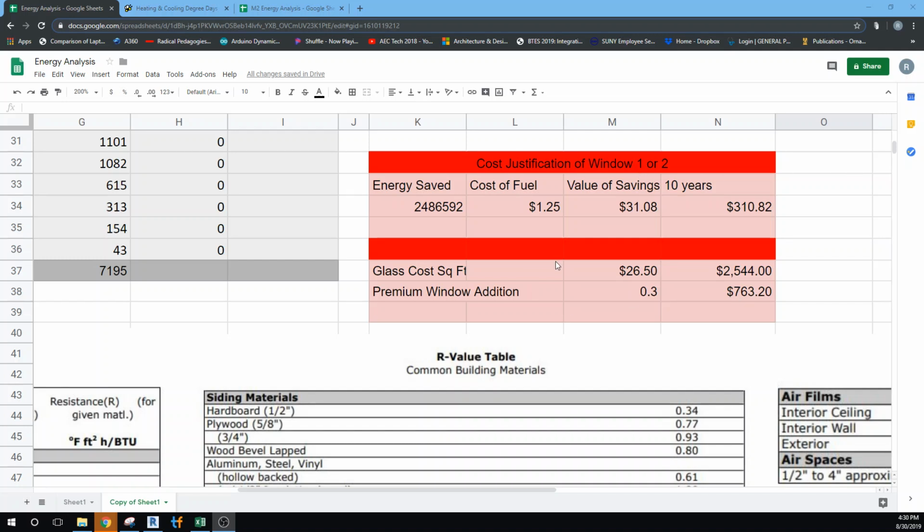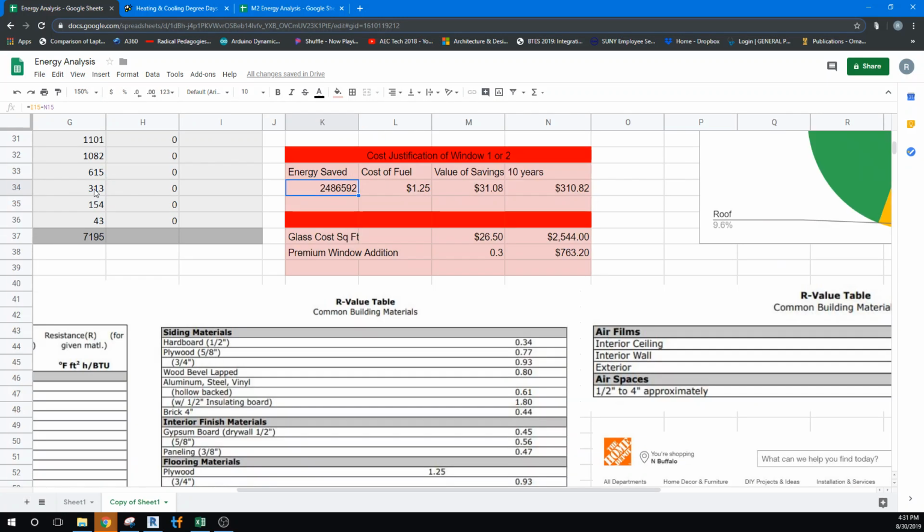So, in the last thing in the development of our spreadsheet, I wanted to look at this idea of cost justification of window 1 or window 2. And so what we have is the energy saved, which is a calculation. I zoomed in here so you could see this clearly, but let's just back off a little bit, see if I can grab a little more of the spreadsheet.